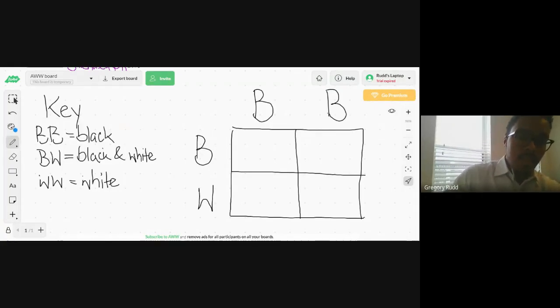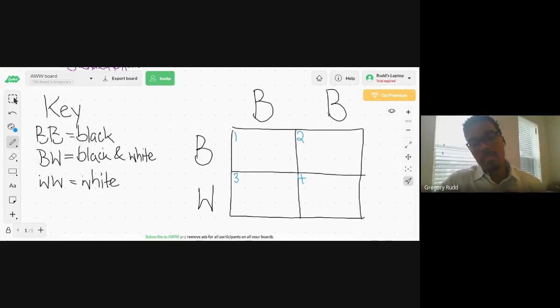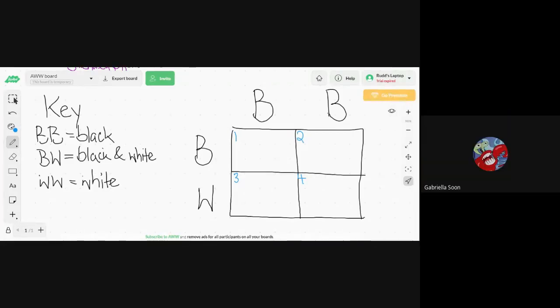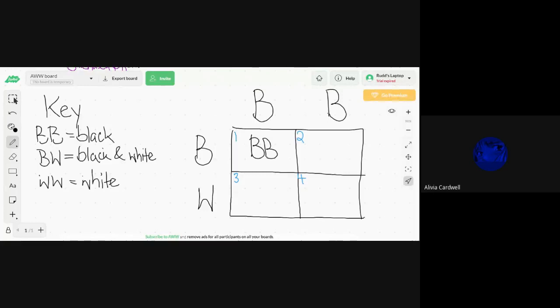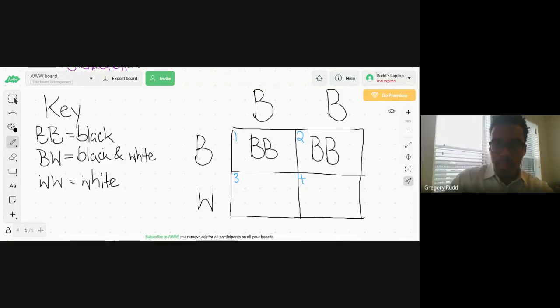I'm going to number my boxes again. 1, 2, 3, 4. What's the genotype in box 1? BB. What about box 2? What's my genotype there? BB. What about box 3? WB. And what about box 4? WB. I'm going to write BW just so that you all can see it written differently, but know that they are the exact same thing.